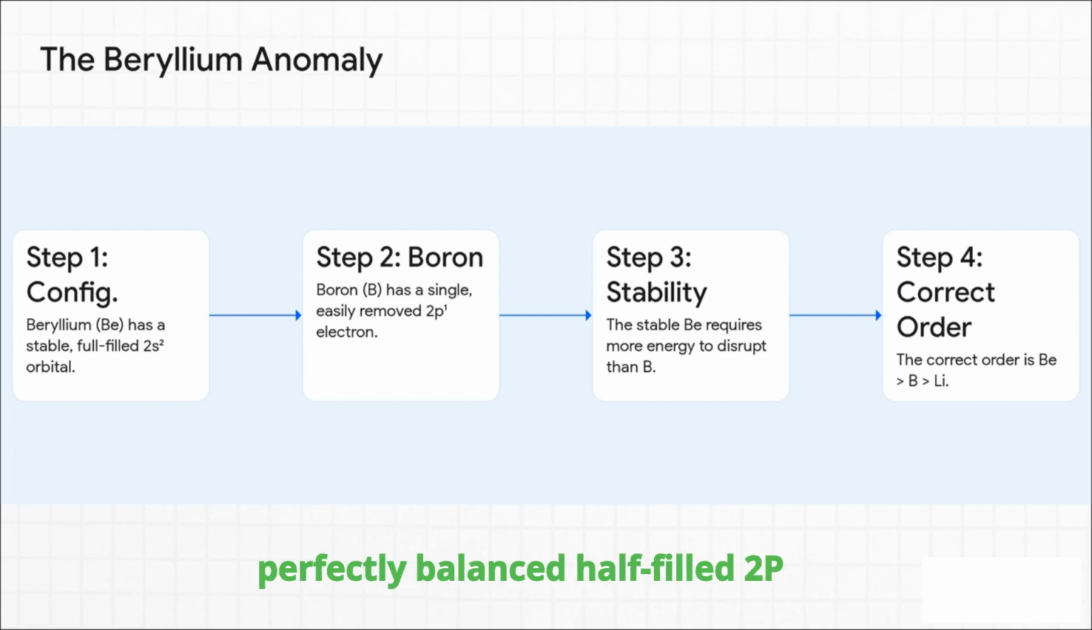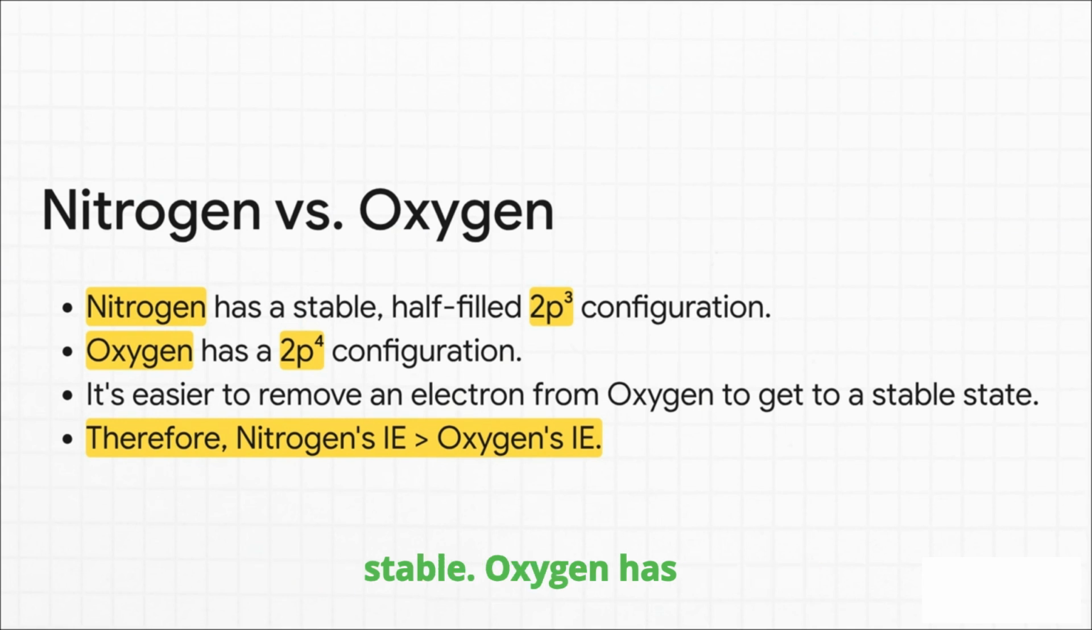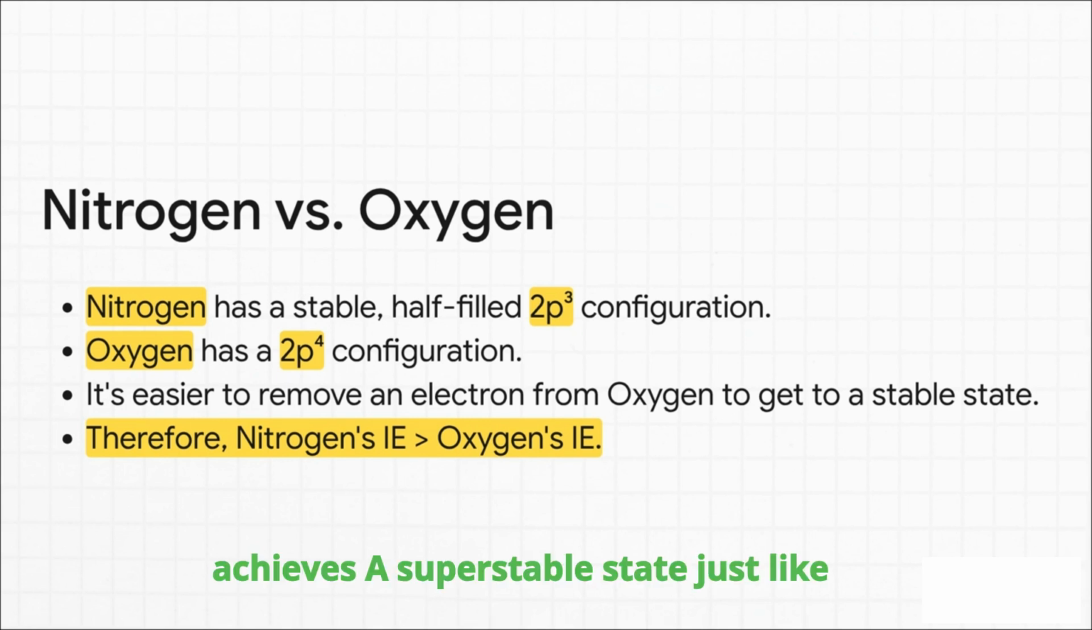Nitrogen has a perfectly balanced half-filled 2p configuration, which makes it super stable. Oxygen has 4 2p electrons, but think about it. If you remove one electron from oxygen, it achieves the super stable state, just like nitrogen.